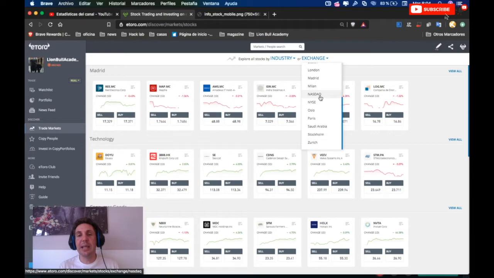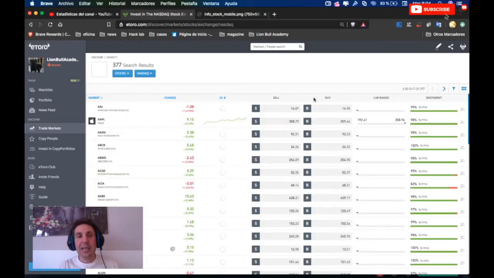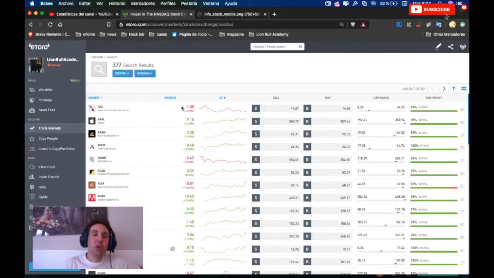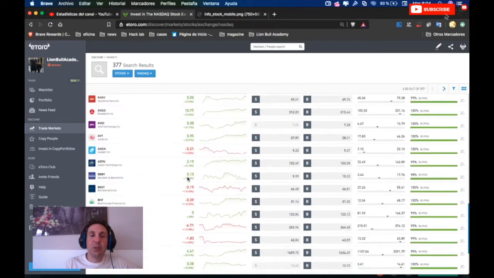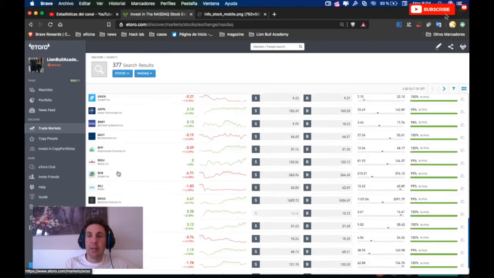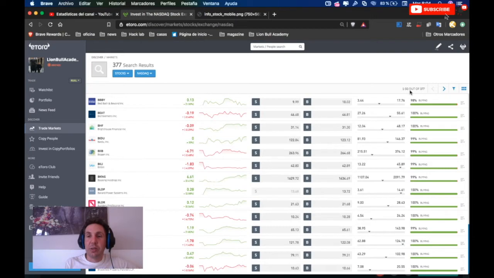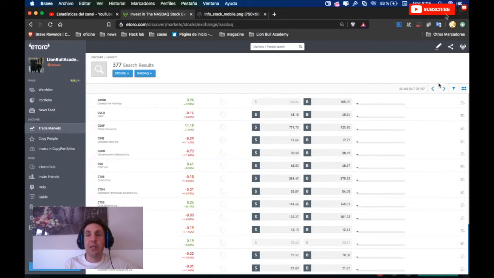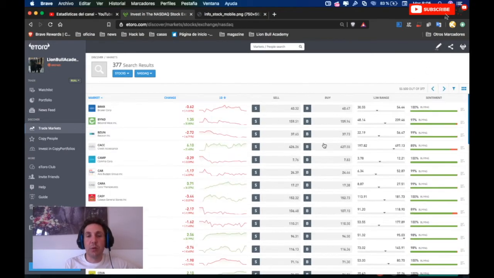Okay, let's start with the Nasdaq. Here we have all the available stocks of Nasdaq, that is 377 stocks inside of eToro. When we click on Nasdaq, this screen comes up and we can see all the stocks available, 1 to 50. If you want to see a new page, you just need to click on this arrow here and you can pass to the next page and continue looking for more stocks.